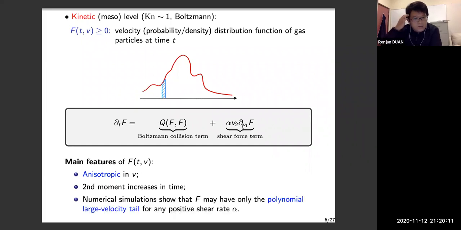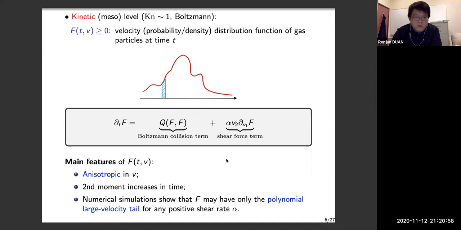And certainly from numerical simulation, actually from the book by Kazuo Aoki, usually numerically we can see that this solution may only have a polynomial large velocity tail. For instance, in case alpha is zero, we know that in large time, the solution to the Boltzmann equation is usually determined by the Gaussian determined by the initial data, which has the same mass, momentum, and energy. So in that case, when velocity is very large, the tail will be exponentially decaying.